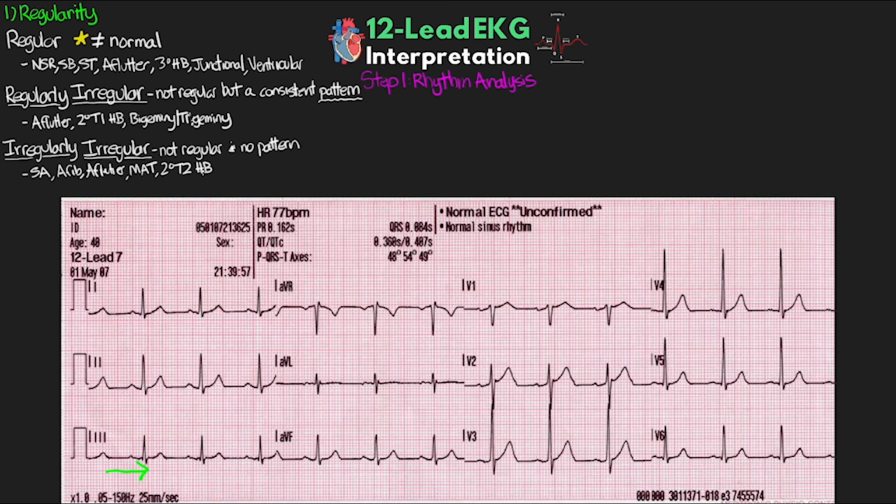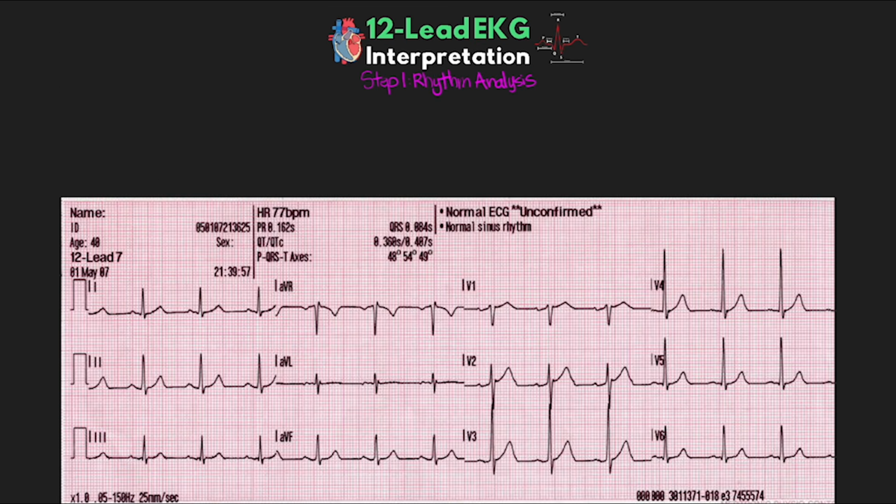Now, from there, once we determine the regularity, we actually want to move on and look at the rate. So we need to evaluate the rate of our patient's rhythm. Are they tachycardic, bradycardic, or normal? So remember our normal heart rate, 60 to 100 beats per minute. And so actually, if you look at the top of our 12-lead EKG, right here, the computer is actually going to show us a heart rate.